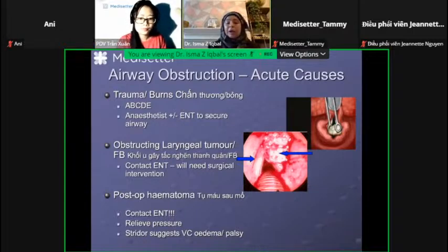And lastly, we talked about a hematoma inside the neck after surgery. As I said, recognize it early, relieve the pressure, and if the patient has stridor, it suggests that there may be swelling in the upper airway and the glottis, and it may also suggest a vocal cord palsy, which can occur after thyroid surgery.